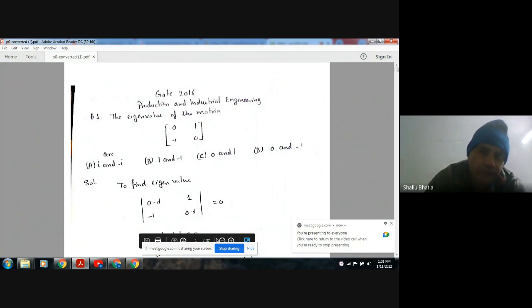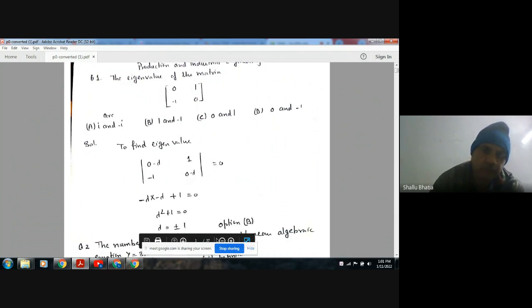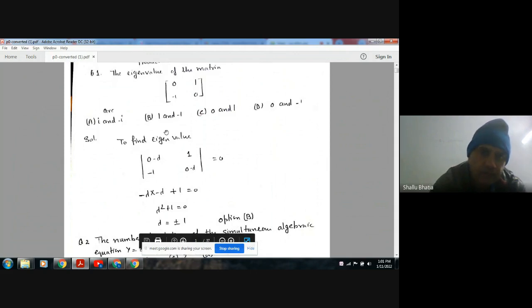The eigenvalues of the matrix [0, 1; -1, 0] are: option A, i and -i; option B, 1 and -1; option C, 0 and 1; option D, 0 and -1. So to find the eigenvalues, subtract lambda from the diagonal elements and put the determinant equal to 0. By solving this we get -lambda times (lambda square plus 1), and lambda is plus or minus i. So the answer is option A.